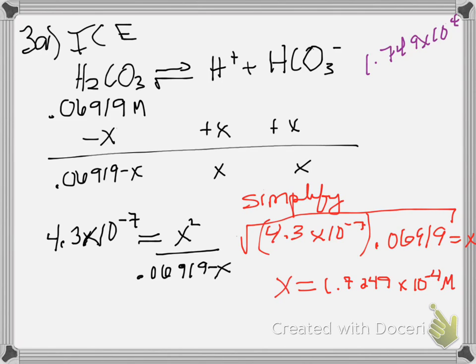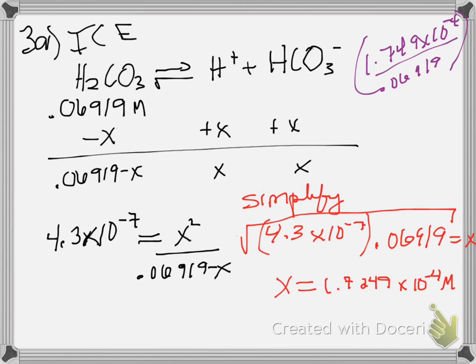So that 1.749 times 10 to the negative 4 divided by our initial concentration of 0.06919, and then all of that is going to get multiplied by 100%. And so I find out that this is only 0.249% of the original, so it is safe to assume that we can ignore the value of x in the denominator. So yay, no quadratic.